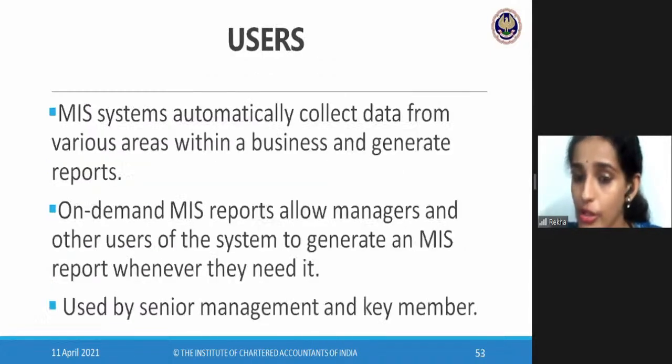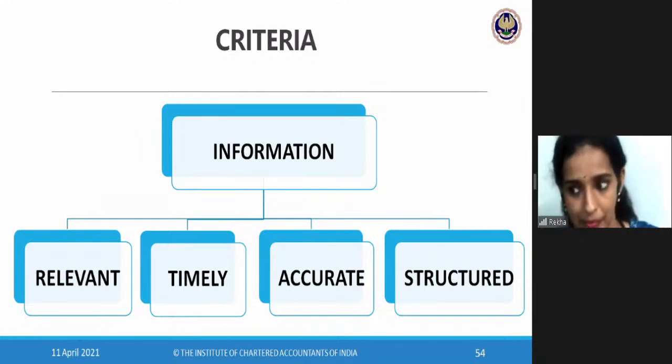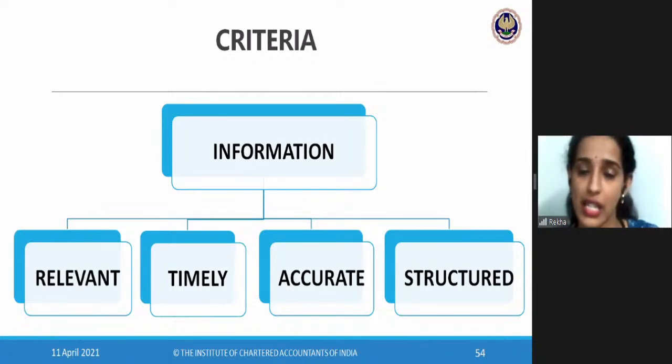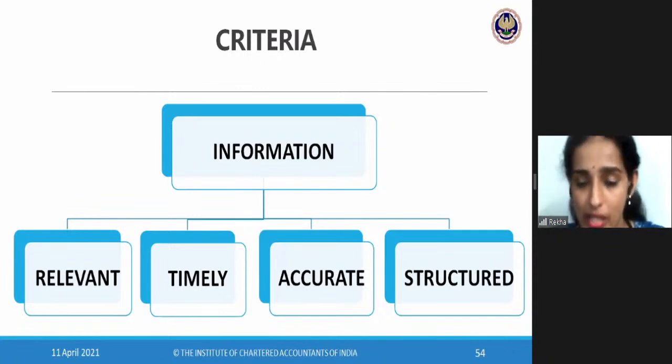Now, how should the information be? This is a very important aspect. The information produced by these MIS reports should satisfy 4 different criteria. What are the 4 different criteria? It should be relevant, timely, accurate, and structured. Relevant means pertaining to their particular business. Pertaining to their particular business or particular product, they should be getting the reports.